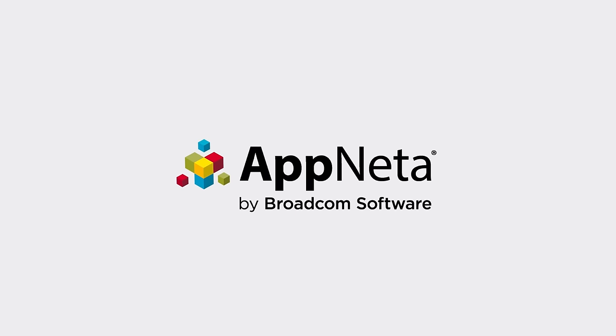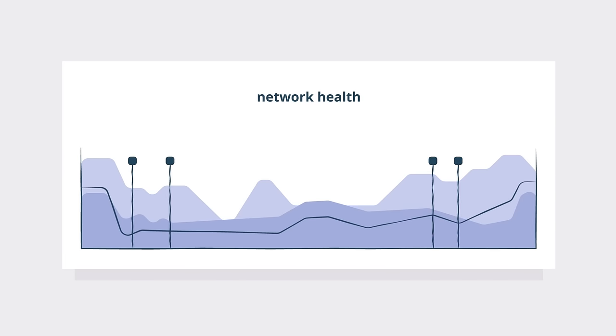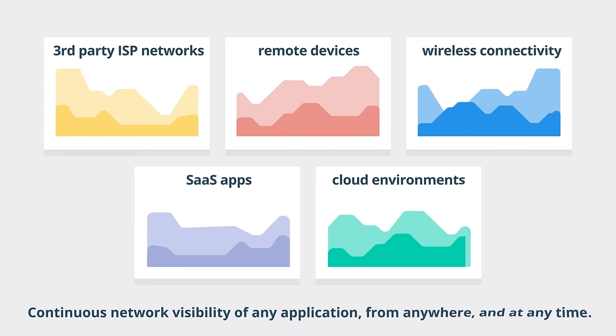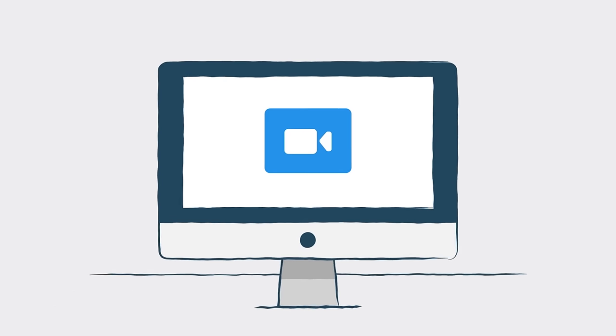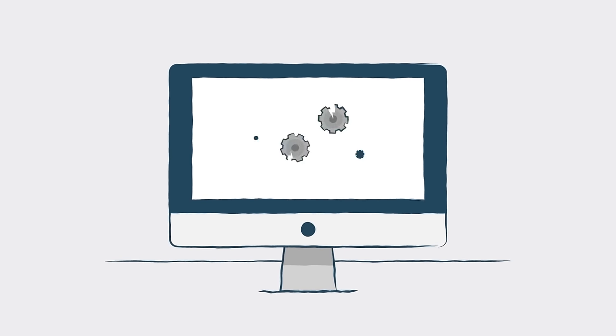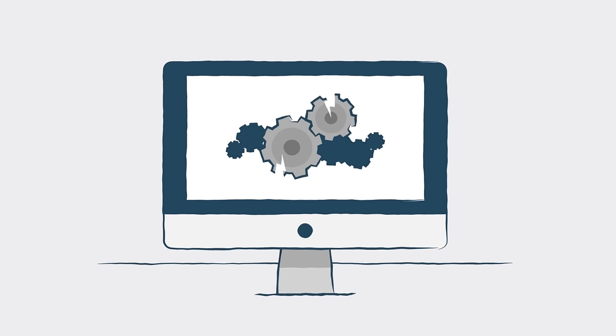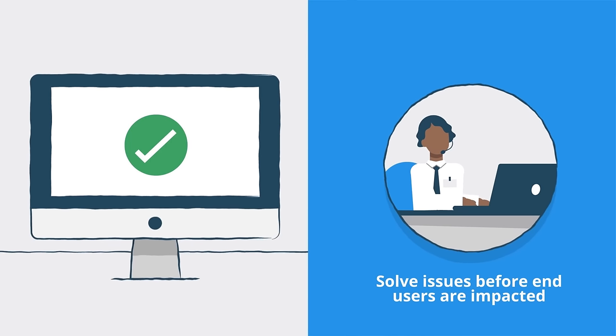AppNeta solves this problem. AppNeta gives you the power to monitor the performance of your users' networks with ease, no matter where they are or what apps and devices they're using. This unparalleled visibility means IT teams can identify and address performance issues before they've impacted end users.